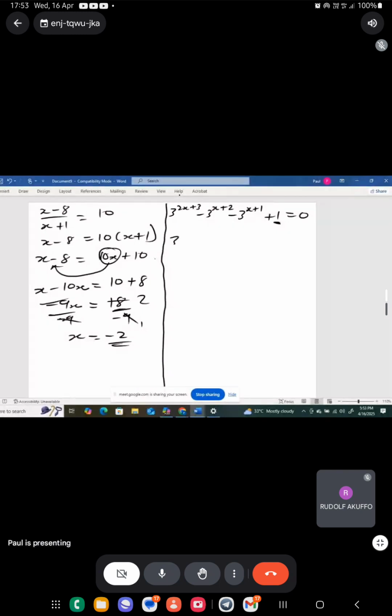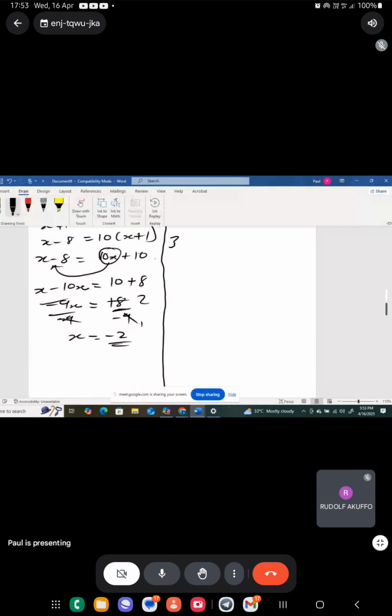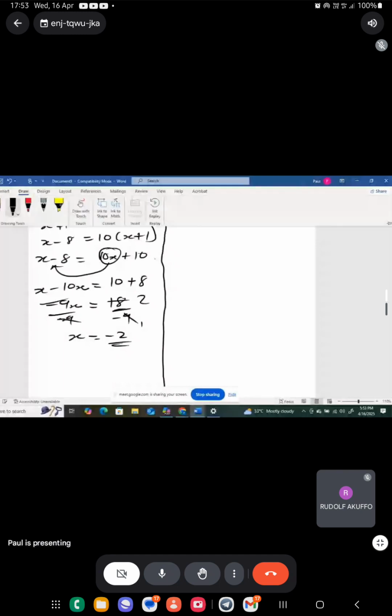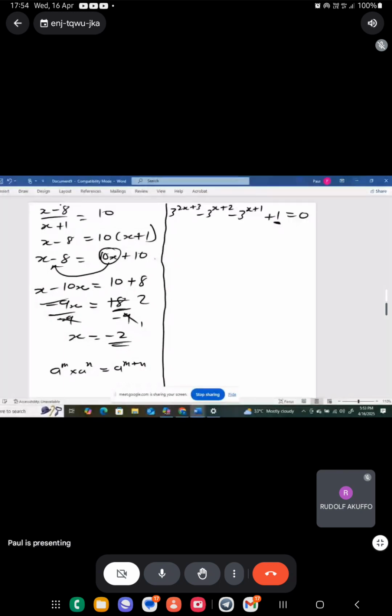We can split. I told you that anytime you have something like a^m times a^n, it could be written as a^(m+n). So this would mean 3 to the power x times 3 to the power 3 minus 3 to the power x times 3 to the power 2 minus 3 to the power x times 3 to the power 1 plus 1 being equal to 0.